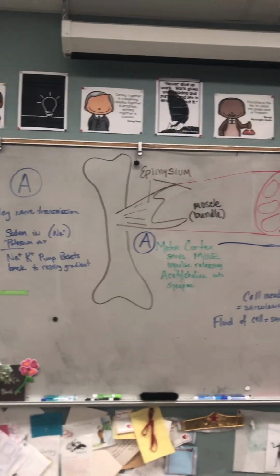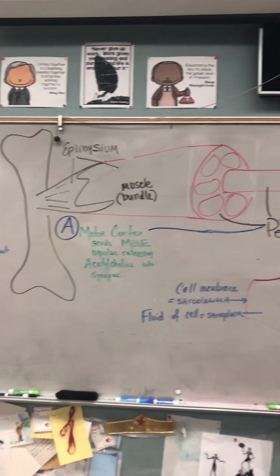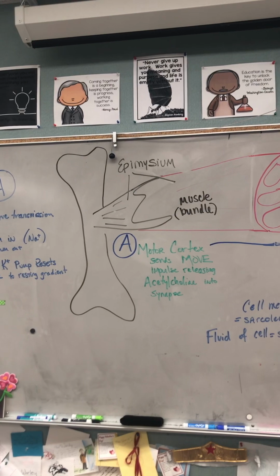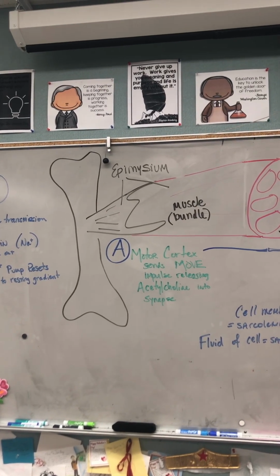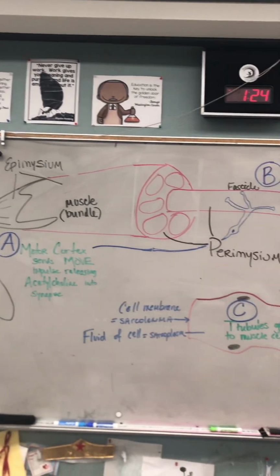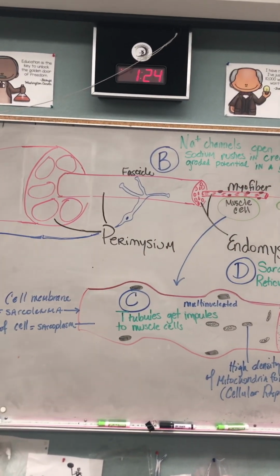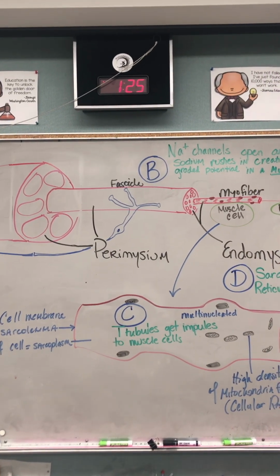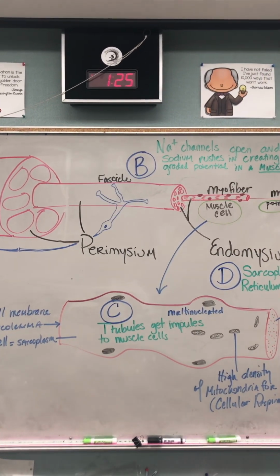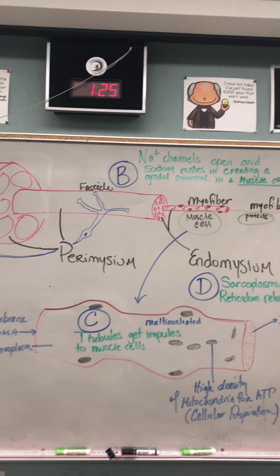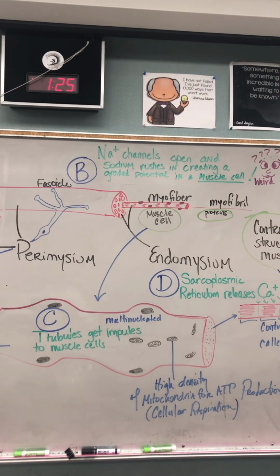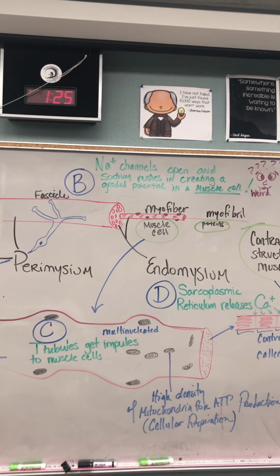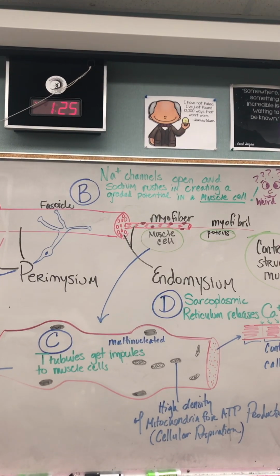So let's start. A says that motor cortex neurons are going to send a move impulse, releasing acetylcholine into the synapse. The synapse is probably going to be right along the sides of the fascicle. So it's not just on the side of the muscle body, it actually is going into the muscle bundle itself and innervating fascicles. And then take a look up here at letter B. It says sodium channels open and sodium rushes in, creating a graded potential in a muscle cell.